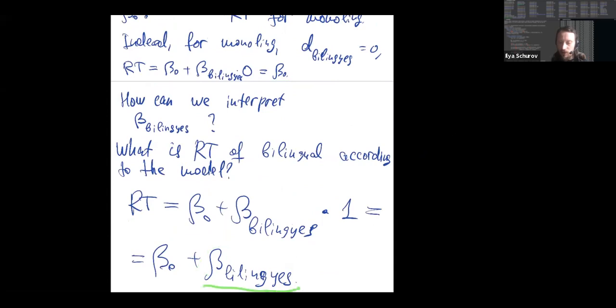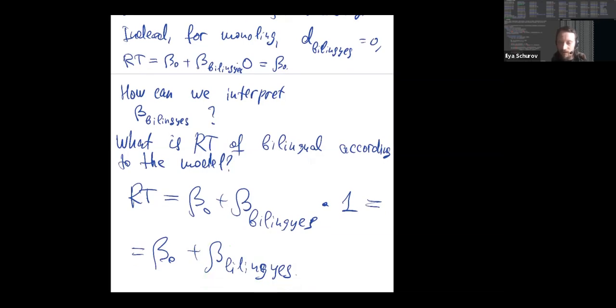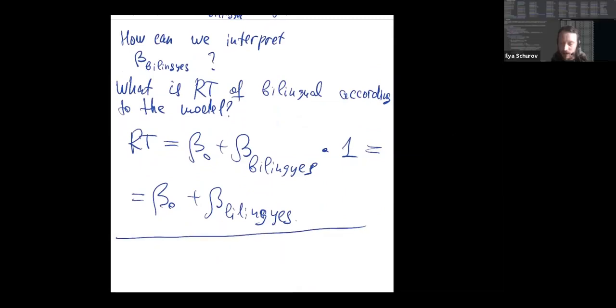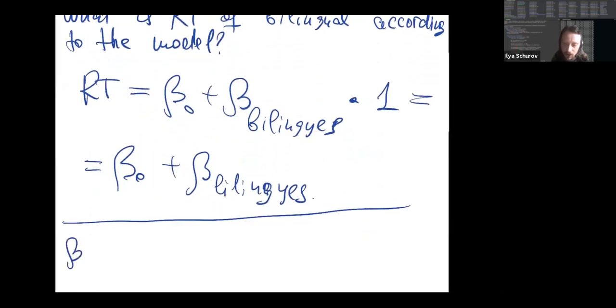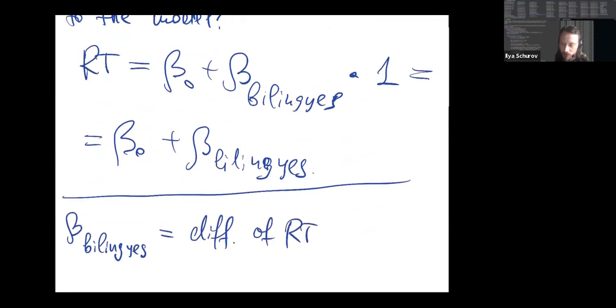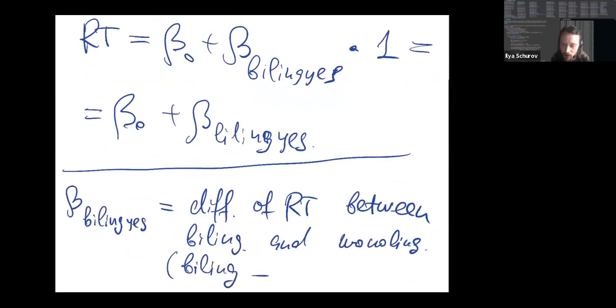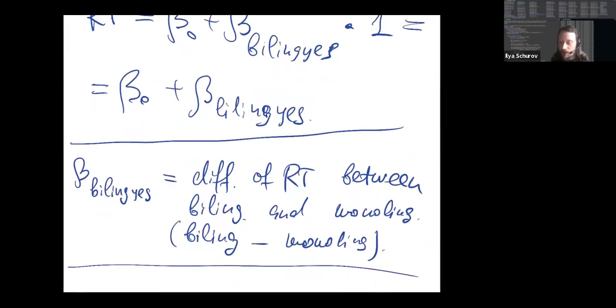How can you interpret this beta bilingual yes from these two relations? Is it the difference in reaction times between a monolingual and a bilingual person? Exactly, exactly. So beta bilingual yes is just the difference of reaction time between bilingual and monolingual. So basically bilingual minus monolingual.